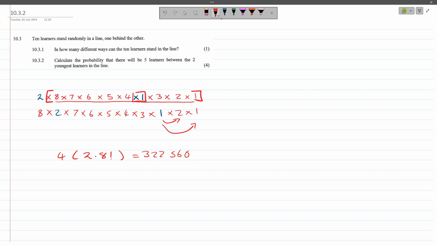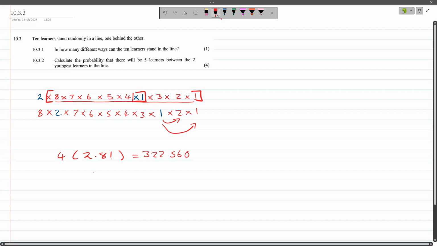The 4 times 2 can give you 8. 4 times 2 is 8, and 8 factorial. But once you put this in the calculator, you're gonna get 322,560.